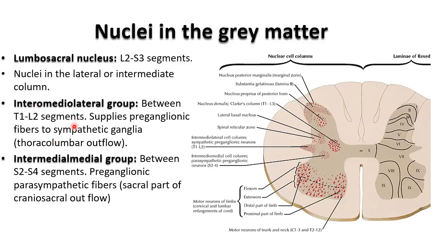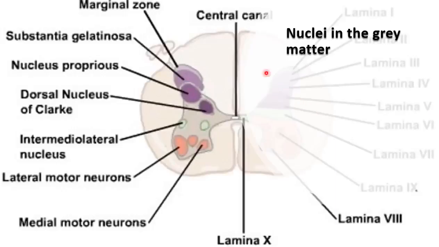branches from the sympathetic ganglia are called the splanchnic nerves: greater, lesser and least splanchnic nerves. So mainly the intermediate group are preganglionic neurons of the sympathetic and parasympathetic. Now coming to the nuclei of the posterior horn.